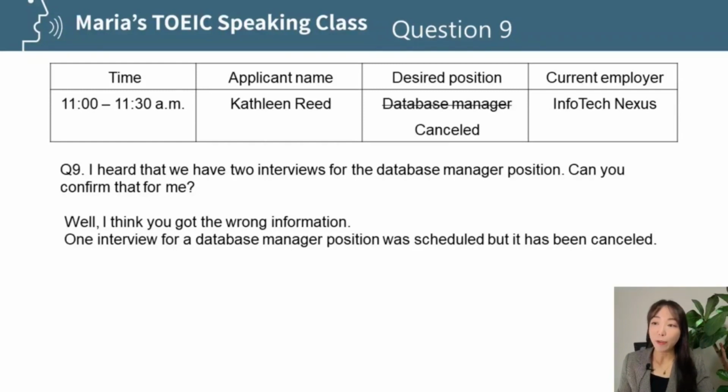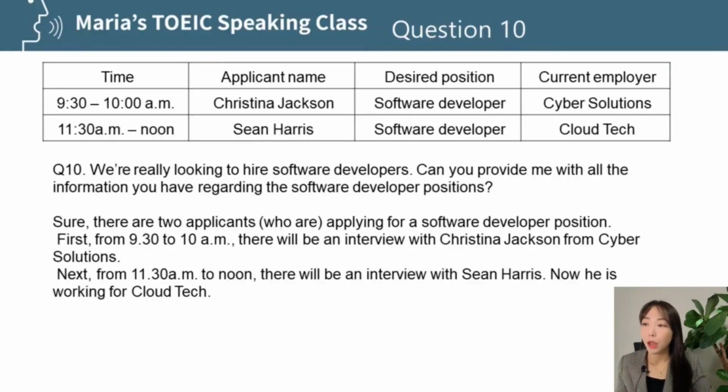9번, I heard that we have two interviews for the database manager position. 자, 데이터베이스 매니저 포지션에 두 개의 인터뷰가 잡혀 있다고 알고 있다. Can you confirm that for me? 그거 다 말해주겠느냐? Well, I think you got the wrong information. 아니요, 잘못 아신 것 같아요. One interview for database manager position was scheduled. 인터뷰 하나만 잡혀 있었는데, But it has been cancelled. 근데 그거 취소됐어요. 이렇게 됩니다.